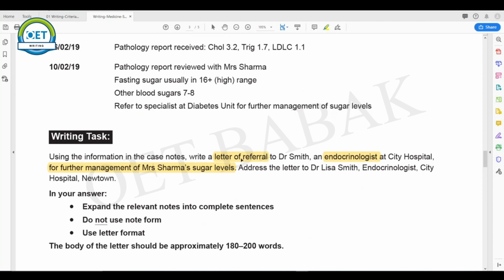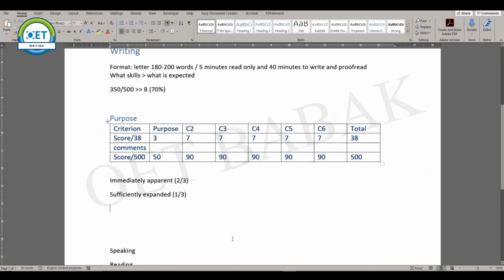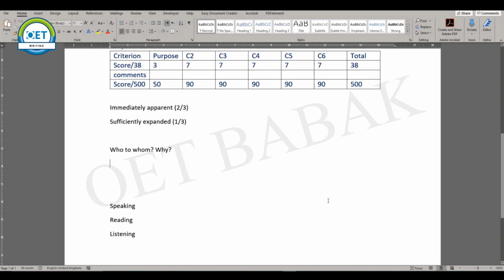So this is the purpose, basically. To understand what the purpose is, we need to answer this: who is writing to whom and why? And if we answer that, then we can say that is the purpose. So what are the usual scenarios?